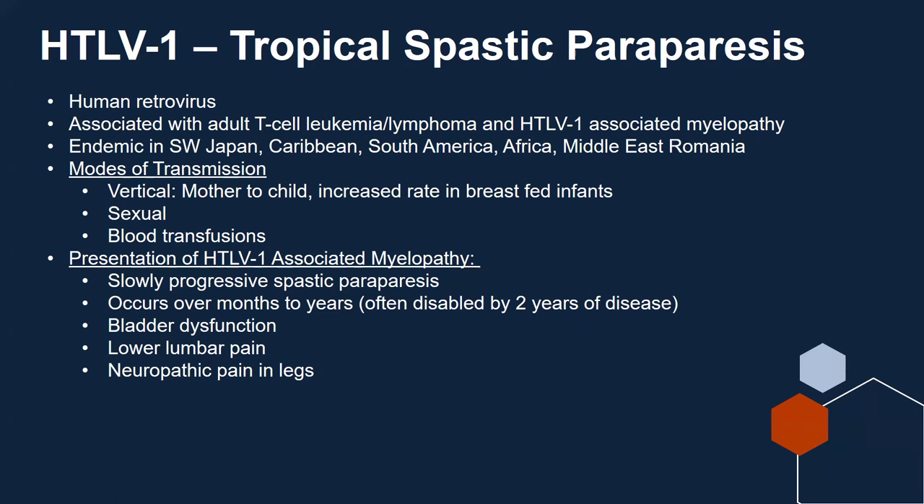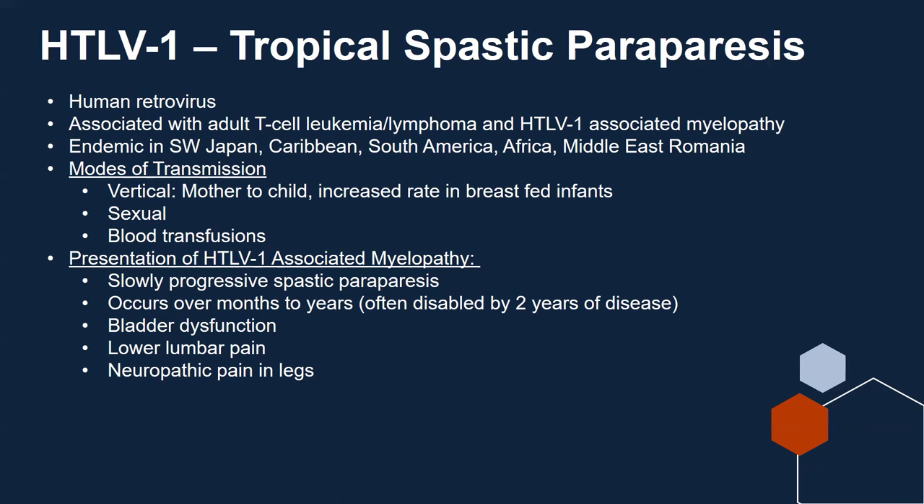In terms of presentation, it is usually a slowly progressive spastic paraparesis that occurs over months to years, but patients are typically disabled by 2 years into the disease course. And there can be some variability in the disease progression. They may have bladder and erectile dysfunction, lower lumbar pain, and neuropathic pain in their legs.